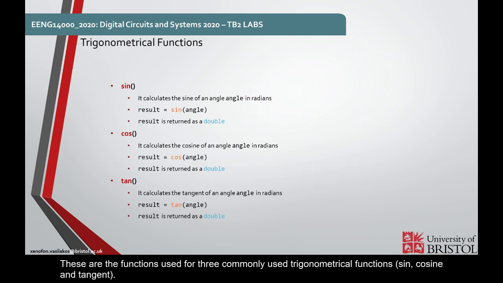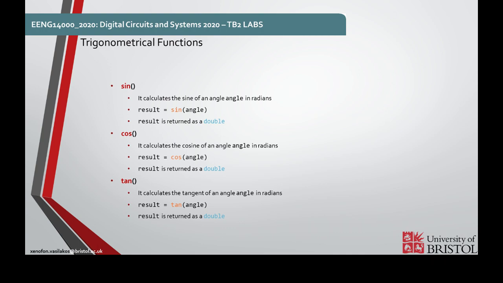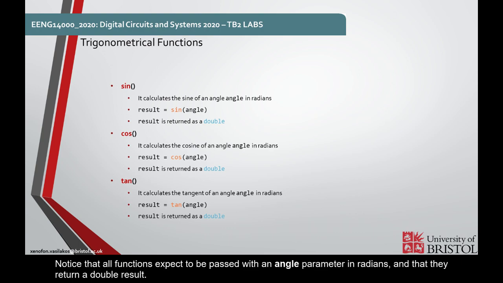These are the functions used for three commonly used trigonometrical functions: sine, cosine, and tangent. Notice that all functions expect to be passed an angle parameter in radians, and that they return a double result.